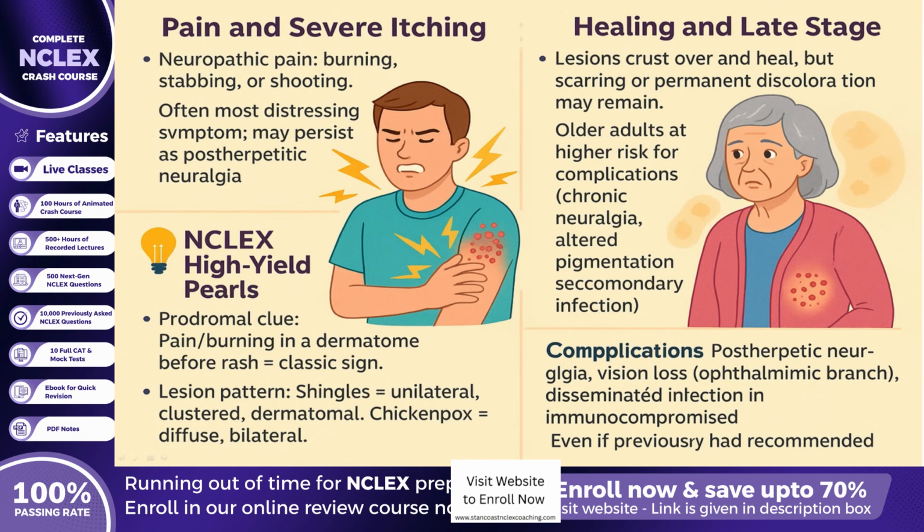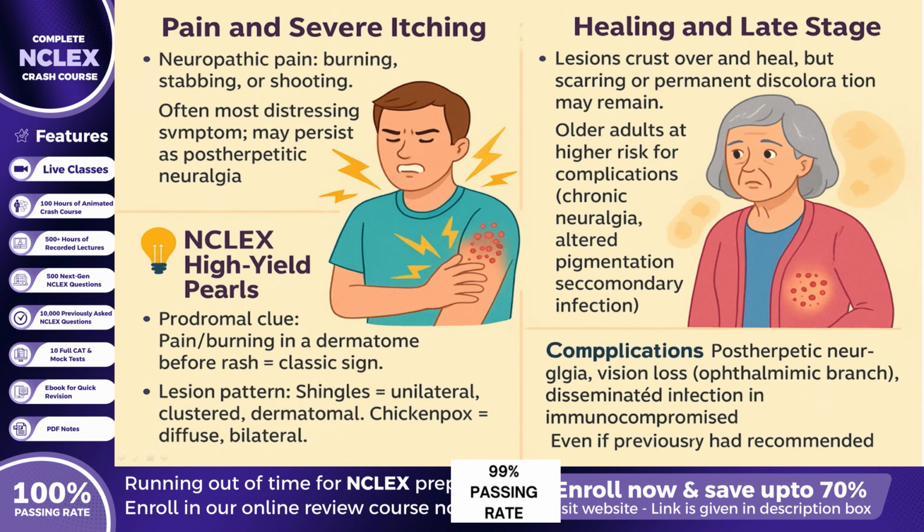Shingles vesicles are unilateral, clustered, and dermatomal, which sets them apart from chickenpox, where lesions are diffuse and bilateral. Common complications include postherpetic neuralgia, vision loss in cases of ophthalmic involvement, and disseminated infection in immunocompromised individuals. Finally, do not forget prevention. The Shingrix vaccine is strongly recommended for adults 50 years and older, even if they have previously had shingles.